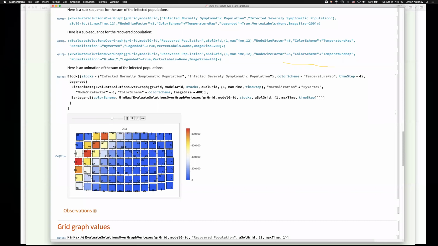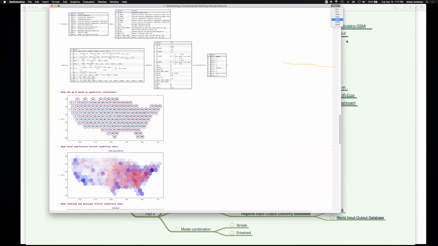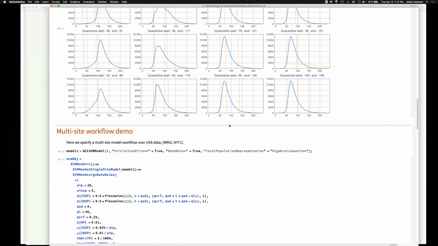People are basically traveling between the nodes, and when they travel, they bring the infection, so to speak. The infection gets propagated as a wave in this way. So this is the multi-site modeling, I explained what it is, and I'm going to show how I'm doing this for the US. It's actually quite a lot of things to be taken into account.